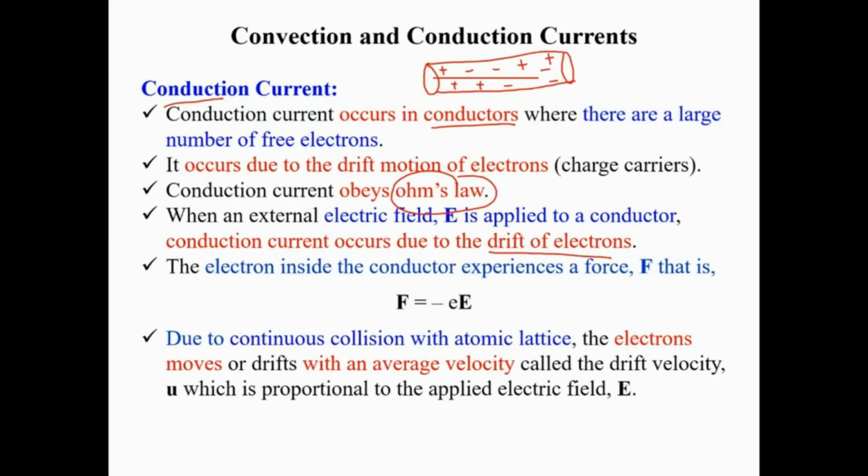So the electron inside the conductor experiences a force. This force formula you already learned before, which is QE. Because this is an electron, that's why it is negative E. So this is the force experienced by the charge in the conductor. Due to the continuous collisions with the atomic lattice, the electrons move or drift with an average velocity. We call it the drift velocity.